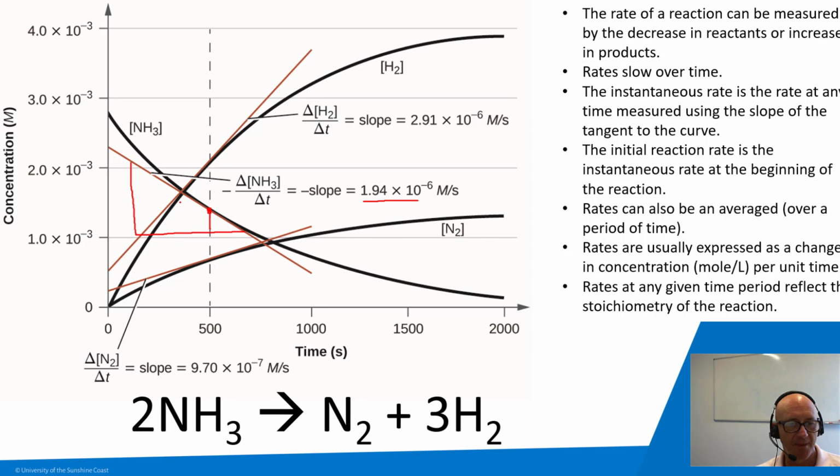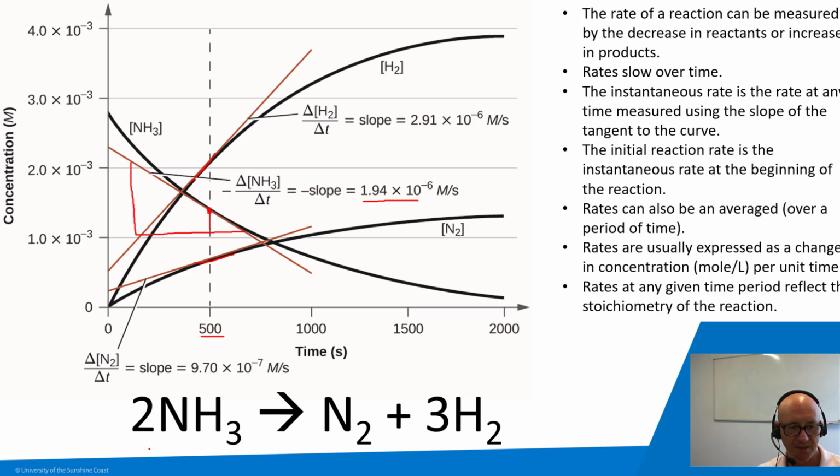Okay, and then what they've done is at the same time point here at 500, they've taken tangents to the curve for the hydrogen and for the nitrogen here, and they've also calculated the slopes of those tangents to the curves. So what does all this mean? Well, basically each time point is unique. You're talking here about at any particular point, there's an instantaneous rate.